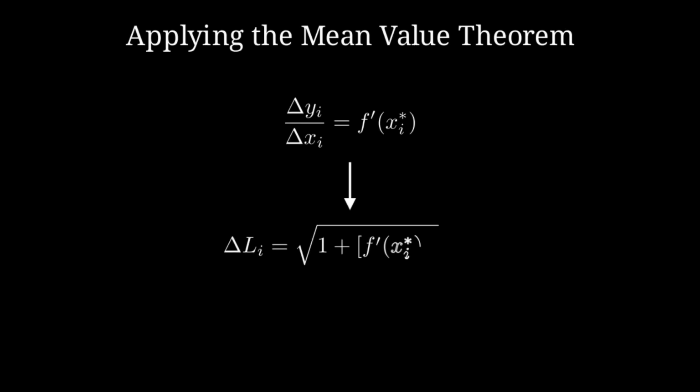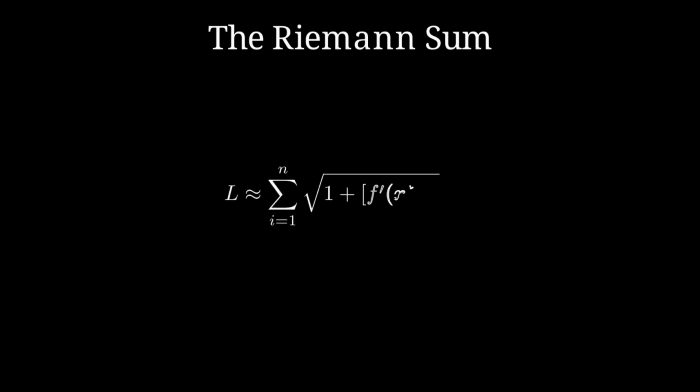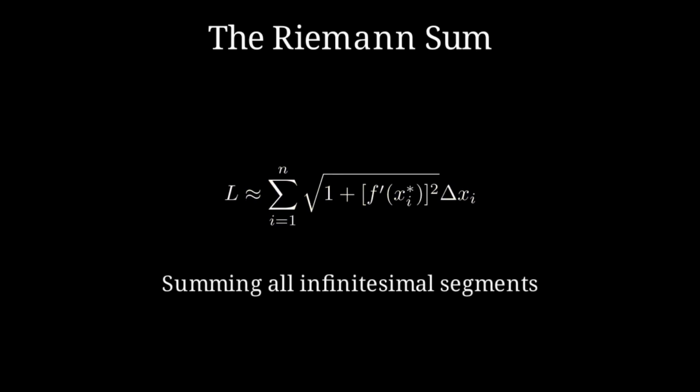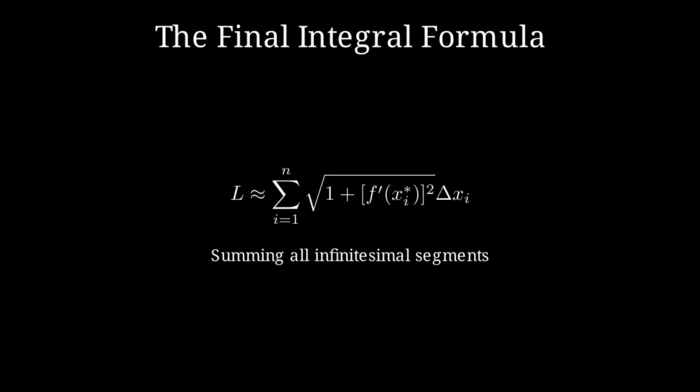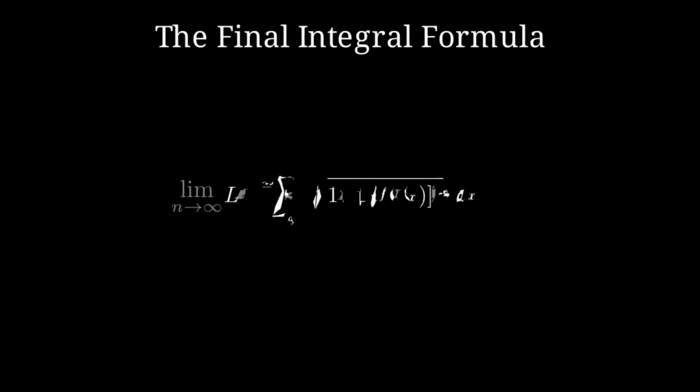Now we apply the mean value theorem. The ratio delta y over delta x is simply the slope of the secant line, which is equal to the derivative f prime at some point within the interval. This allows us to express the length in terms of the function's rate of change. By summing all these individual segments from i equals 1 to n, we get a Riemann sum. This sum represents the total approximate length of the curve. As we have seen in basic integration, this structure is the precursor to a definite integral. Taking the limit as the number of segments goes to infinity, the Riemann sum transforms into a definite integral.